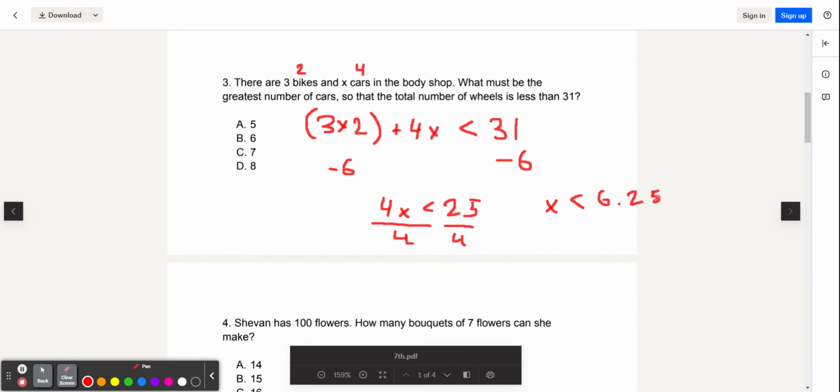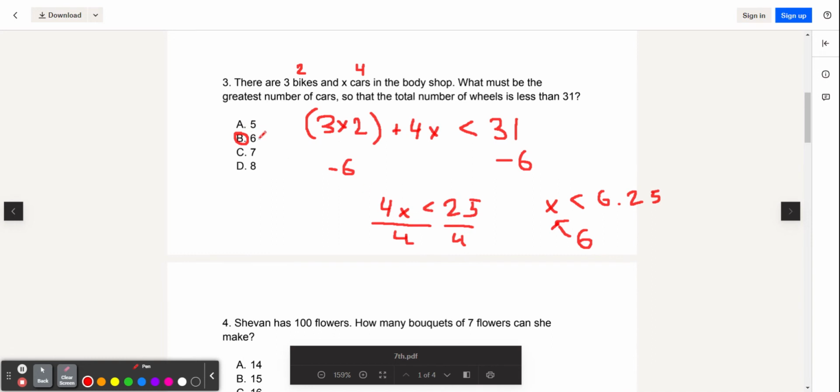It's actually 6.25. But that's good for us because you see we can't have 6.25 of a car. We have to have a whole number increment of cars just like before with packs. So that means 6 is a possible value for x because x is less than 6.25 when it equals 6. 6 is less than 6.25, which means the greatest number of cars we can have in the body shop while keeping the total number of wheels less than 31 is 6 cars.